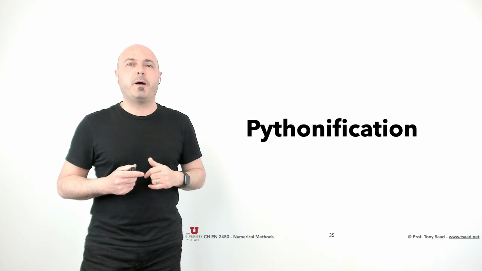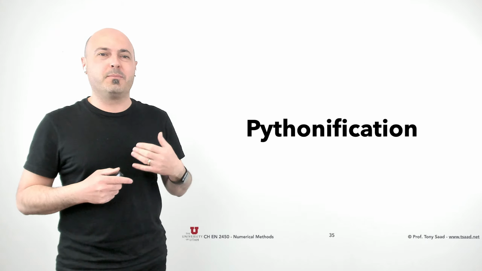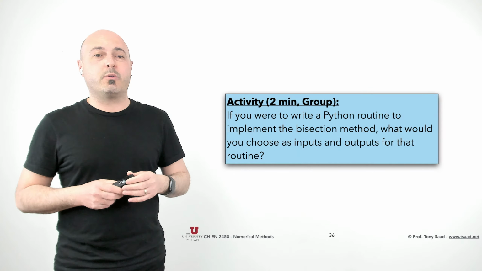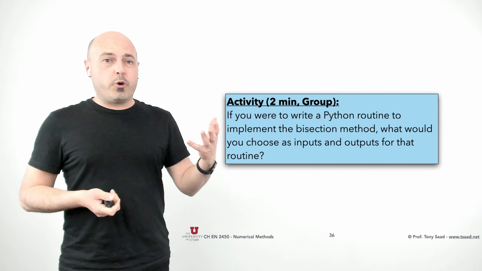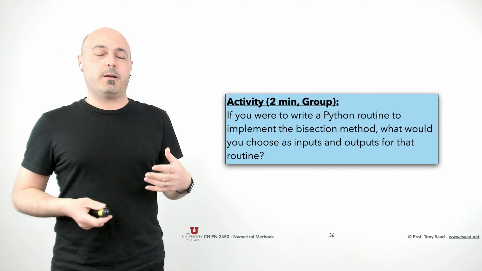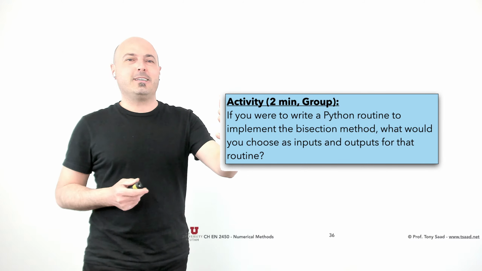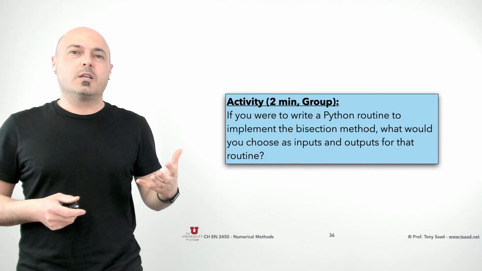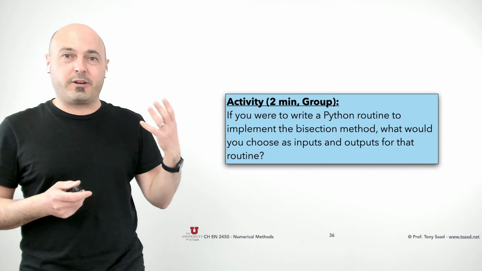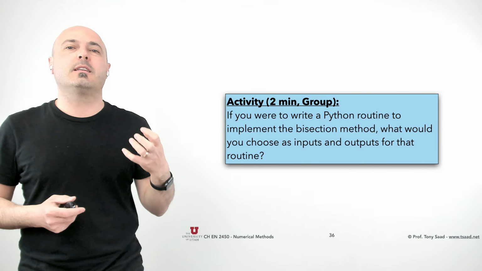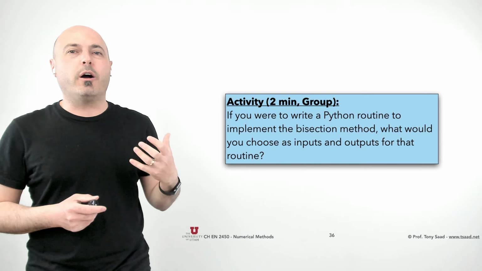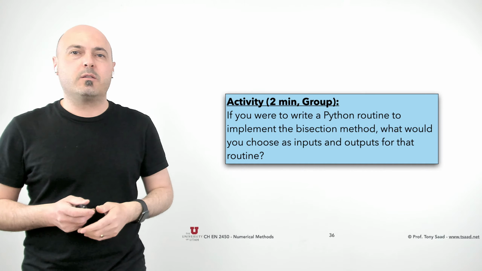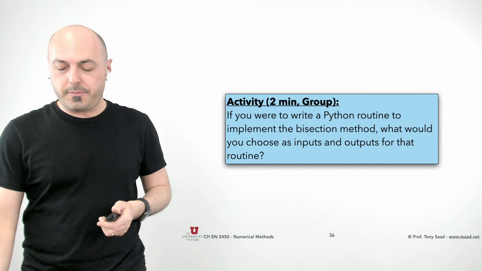Now we turn to Pythonify this algorithm. And I'm going to ask you a quick question now. If you were to write the routine for the bisection method, I'm going to give you that routine, okay? But if you were to write it, what would you require for it to take as inputs, and what would you require it to produce as outputs, okay? Take a minute to think about that, and we can talk over Zoom about it, okay?